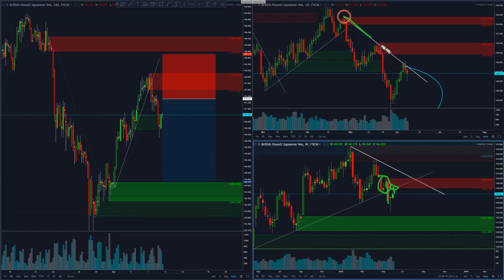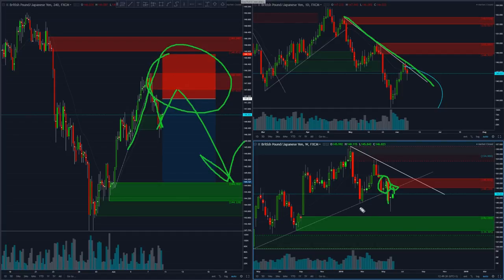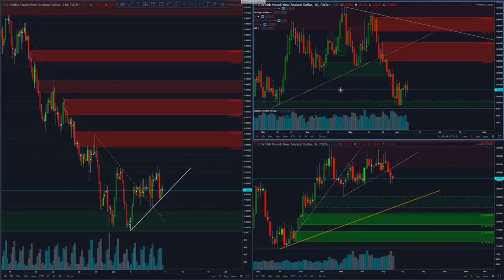So on the weekly we also have a nice downtrend, and on the 4 hours it's breaking through this trend line. So potential retests of these zones and a move lower could happen. With the strong yen coming into the market, this could be a very nice trade.